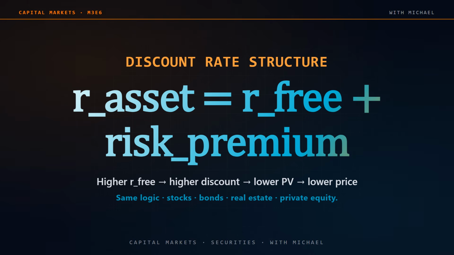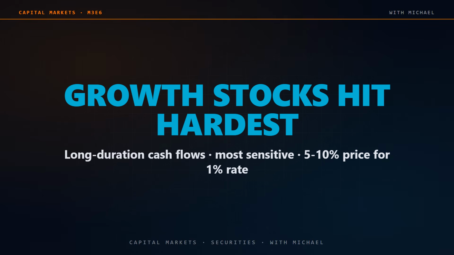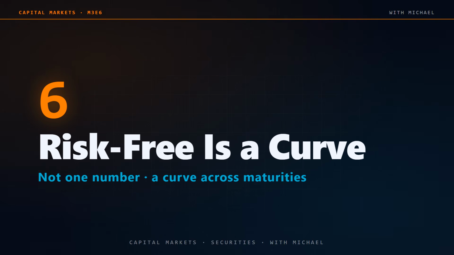For a value stock with cash flows mostly in the near future, the price might fall by only 2 or 3%. The same logic applies to bonds. When the risk-free rate rises, all bond prices fall. The same logic applies to real estate, to art, to private equity. Everything that can be valued through discounted cash flows responds to changes in the risk-free rate.